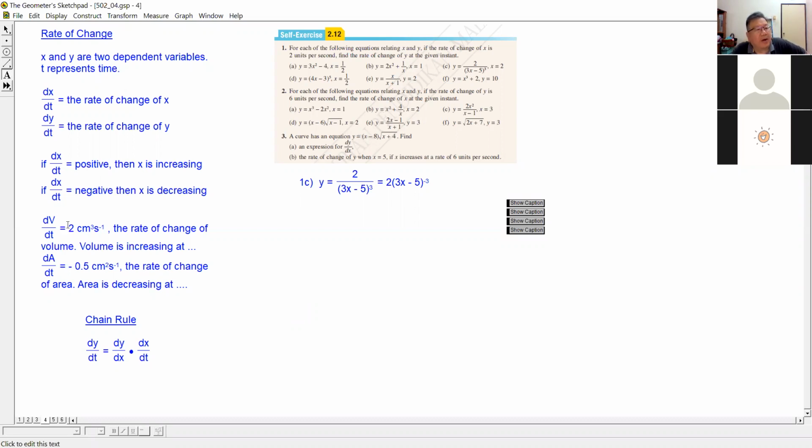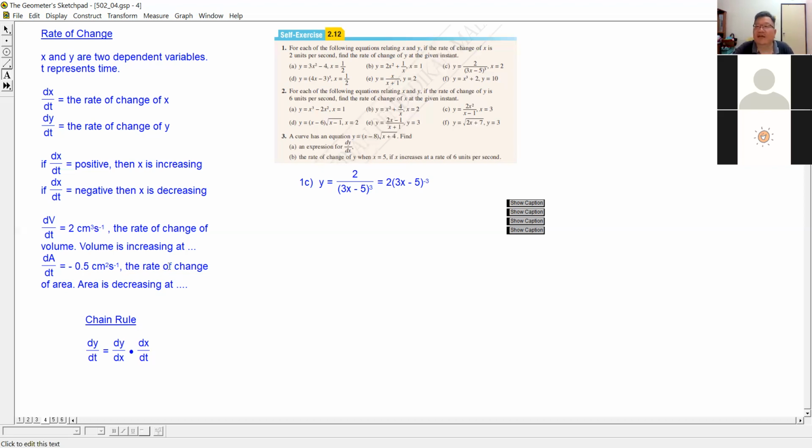Then again, I look at dV/dt equals 2 cubic centimeter per second. There are two things that I know. The first thing is dV/dt represents the rate of change of volume. The second thing I know is, since this is a positive number, the volume is increasing. How much is the volume increasing? 2 cubic centimeter every 1 second.